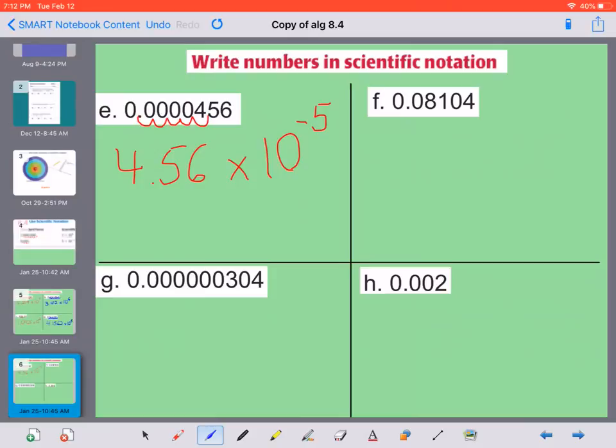Next one, we're moving 1, 2, because if we put a decimal point there, we have 8.104, and that's between 1 and 10, times 10 to the negative second power, because we went backwards.